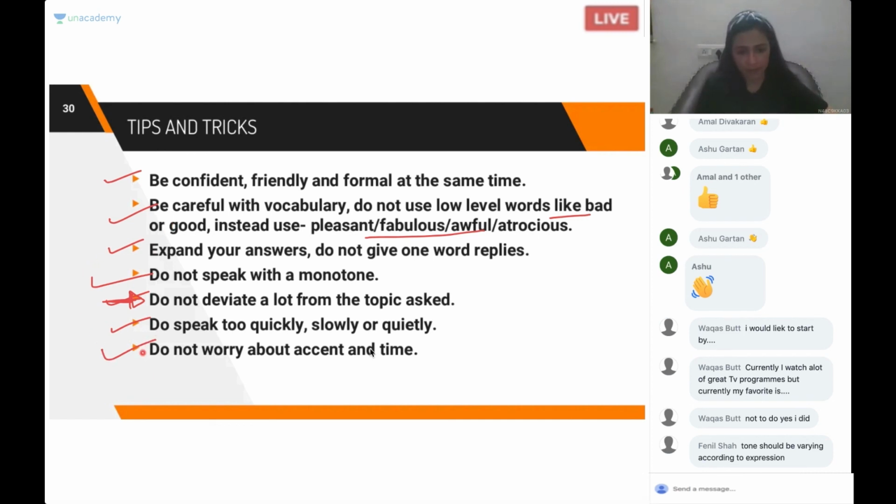And do not worry about accent and time. This is one point I mentioned before, and I mentioned it in my last class as well. Do not worry about the accent. Stick to whatever accent you have. It just needs to have the correct pronunciation.